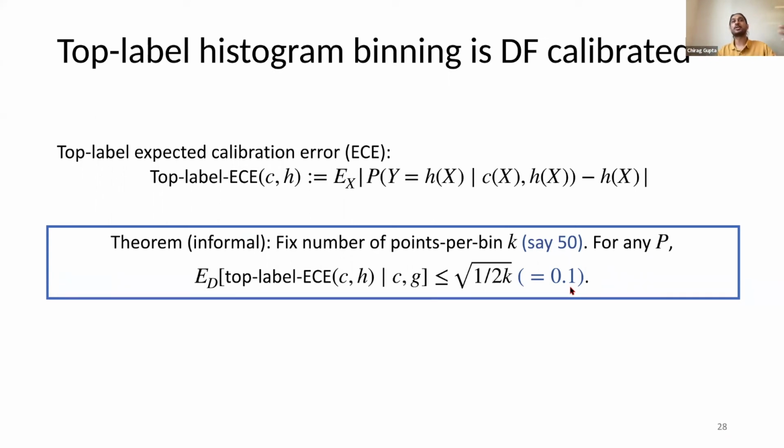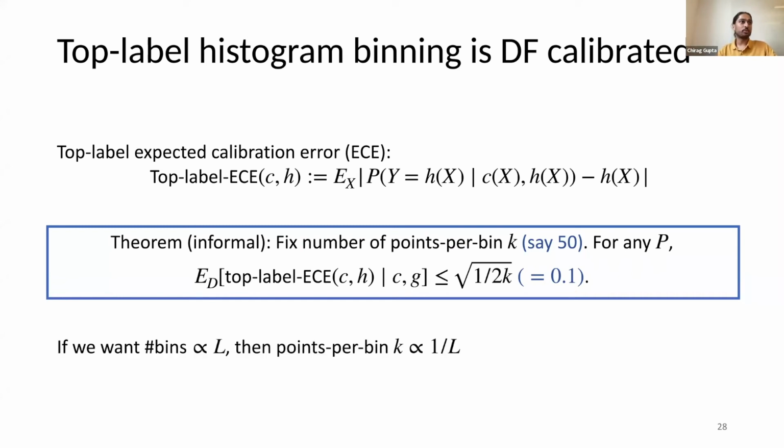Like even if you have thousands of labels, you still get great calibration. And that's not true, because what is being hidden by this clean guarantee is that if the number of bins is proportional to L, which is what you would want, if you have lots of labels, you want different bins for every label, and you want a bunch of predictions, then the number of points per bin scales down. And you'll end up getting a square root L factor here if you fix this parameter.